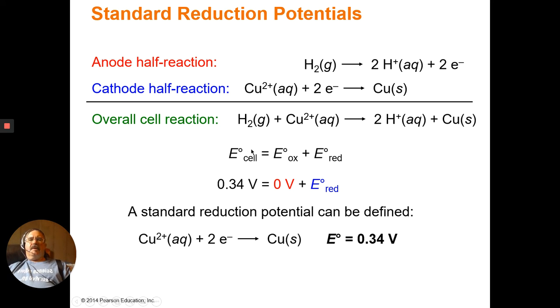Since the cell potential is equal to the sum of the oxidation plus the reduction potential, and we just said on the previous slide that the oxidation potential for the anode is 0, that means that the reduction potential in this case is equal to 0.34, which is the same as the overall cell potential.